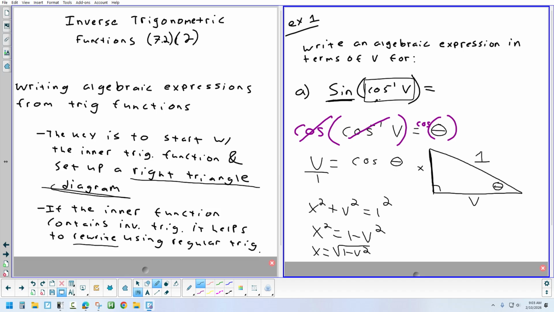What's v? I don't know. I'm never going to know what v is in this problem. That's not really the point. Just write down what x is. Square root of 1 minus v squared.